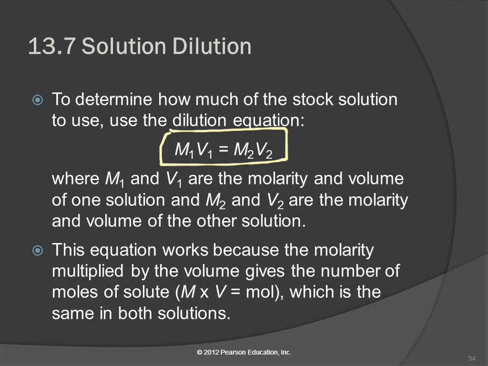And this equation works because the molarity is moles per liter, and then when we multiply by volume in liters, we get moles. So the concentration of the first solution times its volume equals the number of moles of solute. When you dilute it, the concentration and the volume change, but the moles of solute do not change. So they're the same. So that's where that comes from.